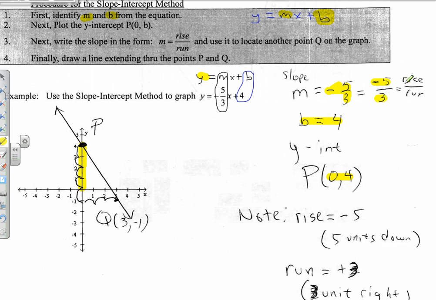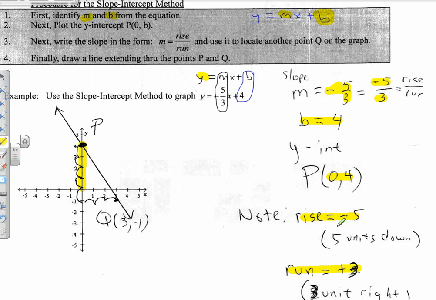So the rise is going to be negative 5, and the run is going to be positive 3. So what does that mean? Well, if the rise is negative, that means you're going to go 5 units down. If the run is positive, that means you're going to go to the right, however many units. But here's the crucial part of this. We're going to find another point on this line, but we're going to begin not at the origin, but at point P.